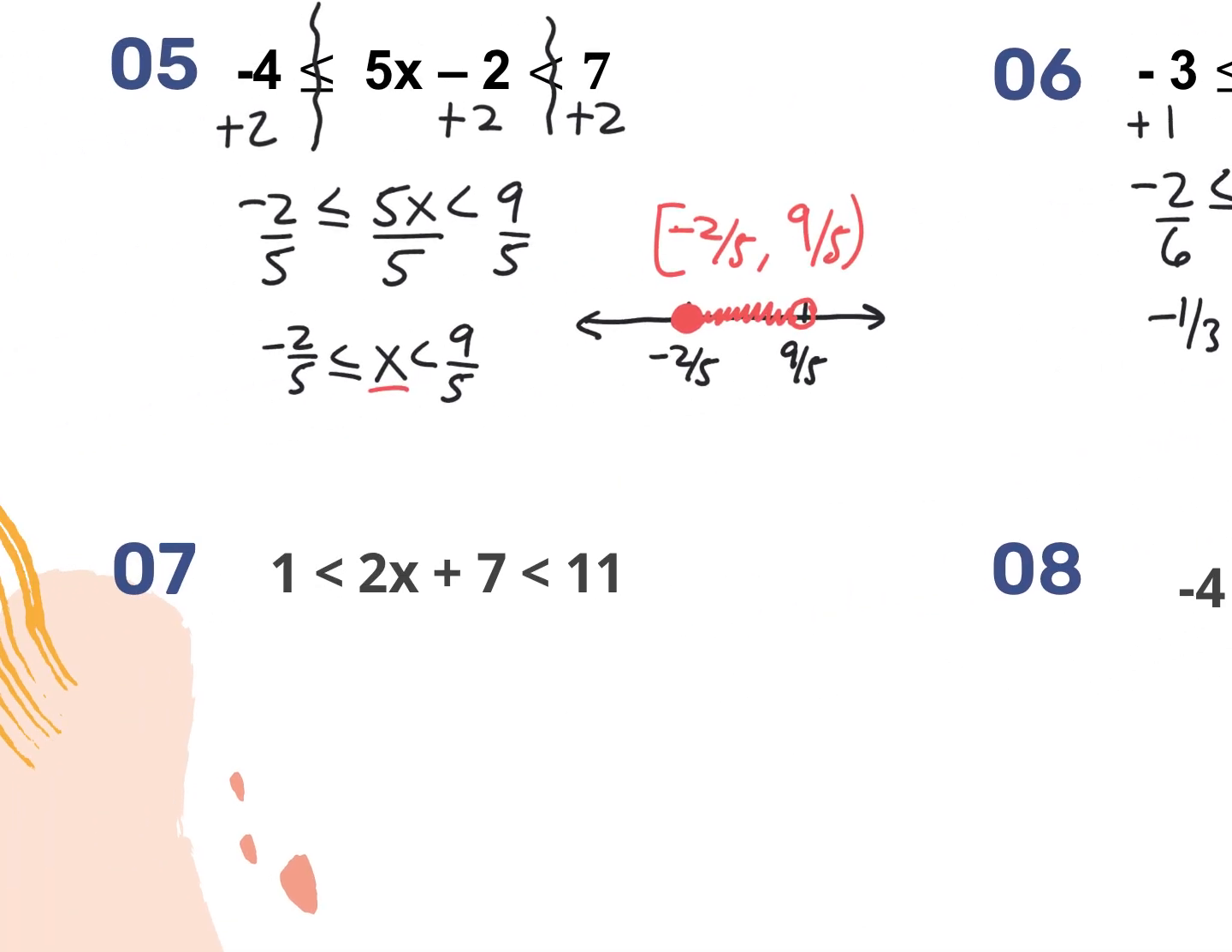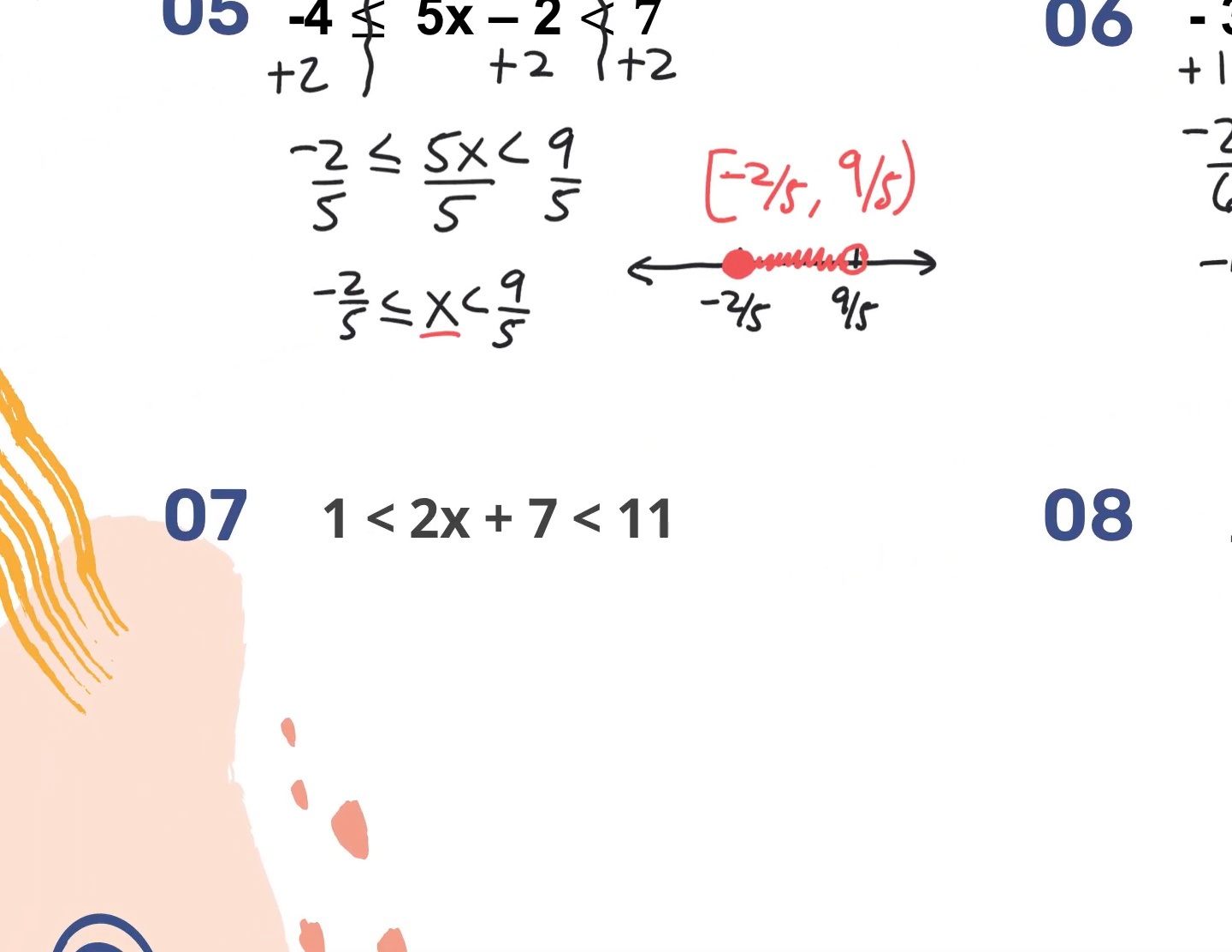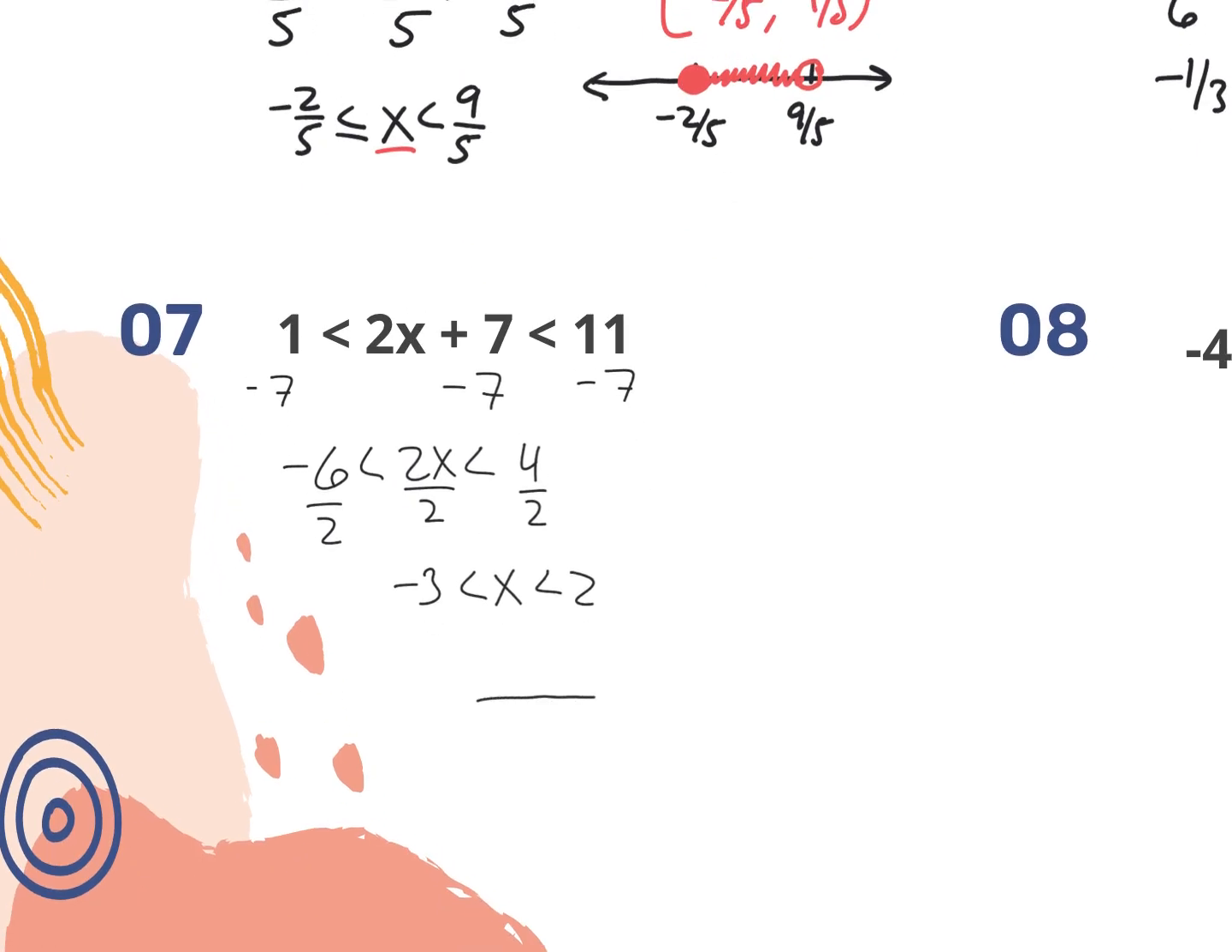All right. Looking at this one, again, nothing special about this one. I'm still going to subtract 7 on all 3 parts of this inequality. And this is going to leave us with negative 6 is less than 2x is less than 11 minus 7, which is 4. All right, and then I can divide 2 to every single part of this. And this is going to get me negative 3 is less than x is less than 2. All right, and so I can graph this, right? This is my answer as an inequality statement.